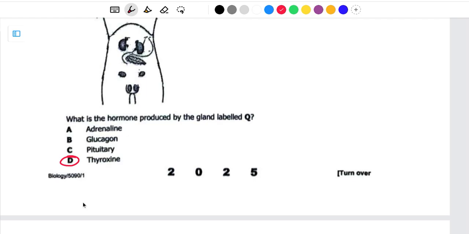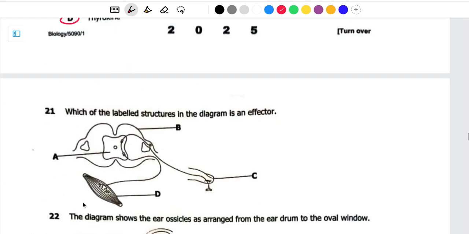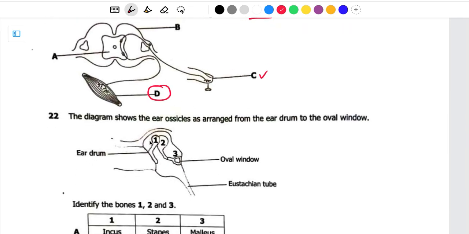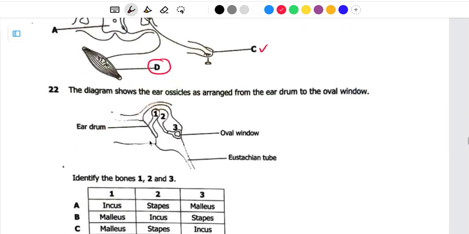Alright. Then we have question 21, which is saying which of the labeled structures in the diagram is an effector? An effector is any organ or part that responds to a stimulus, and a receptor is the one that detects the stimulus. So this is the receptor and this is the effector, the muscle or gland. You can talk of the muscles or the glands that are able to respond to the stimulus.